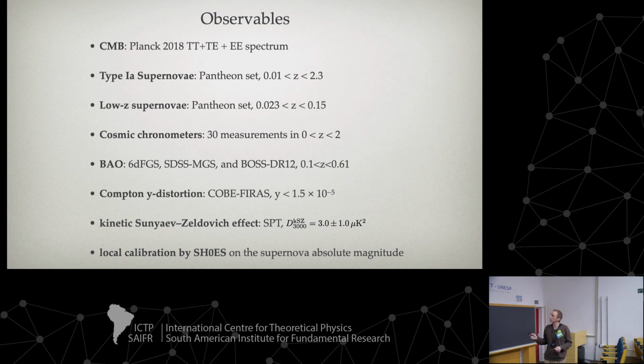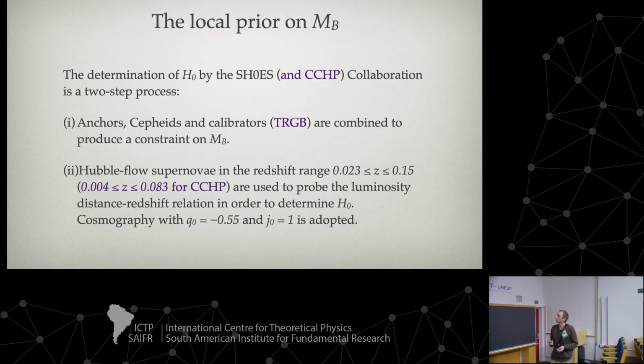Okay? Observables: we use the CMB, the latest Pantheon, or Pantheon Plus, which is more recent. Then we split supernovae between the full data and just a low-redshift sample that is used to fit H0. Cosmic chronometers, BAO, compact-source distortions, kinetic Sunyaev-Zeldovich, and also local calibration for the supernova absolute magnitude from SH0ES. Okay, so basically all data that we have, except perturbation data.